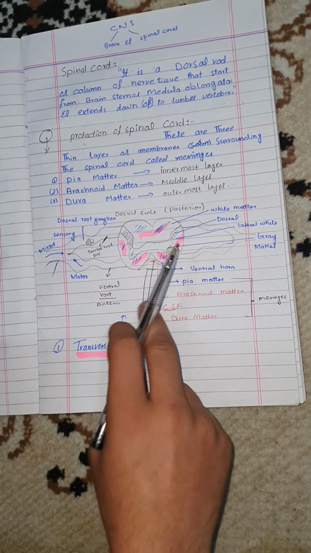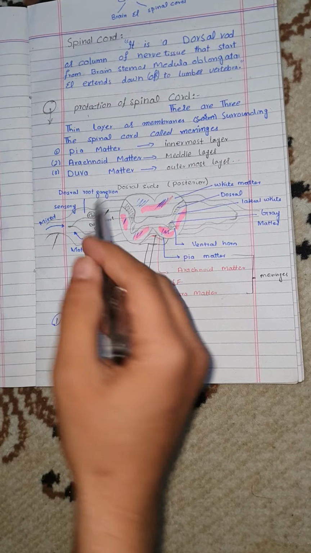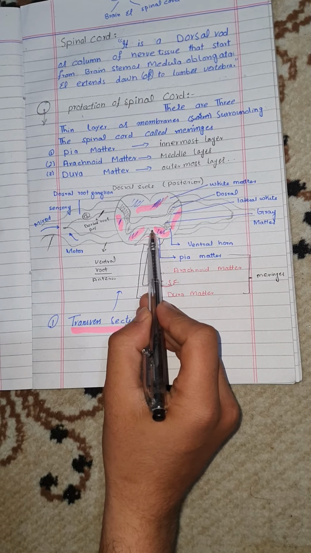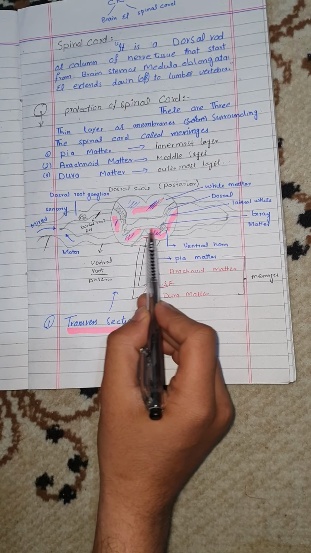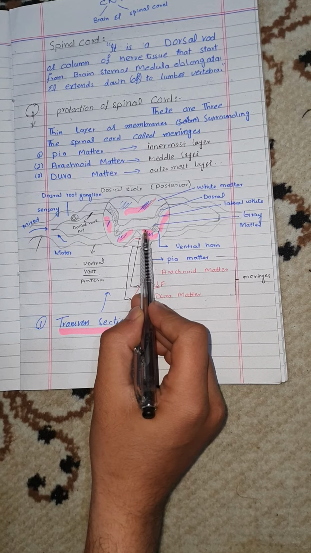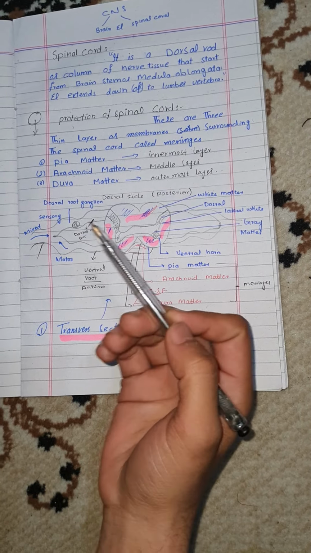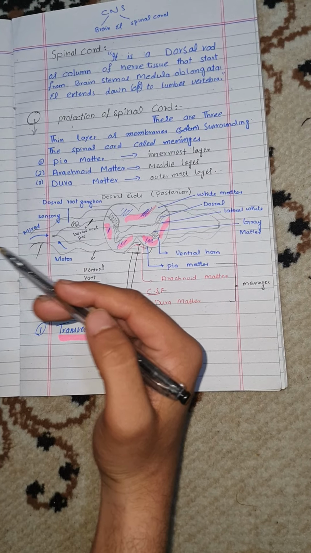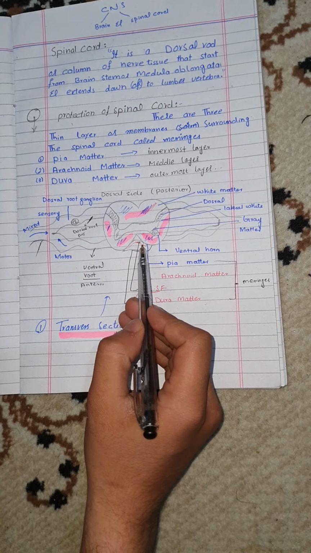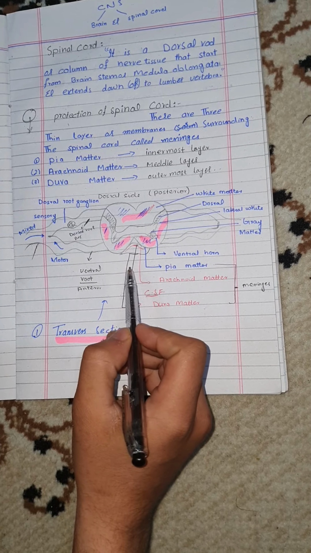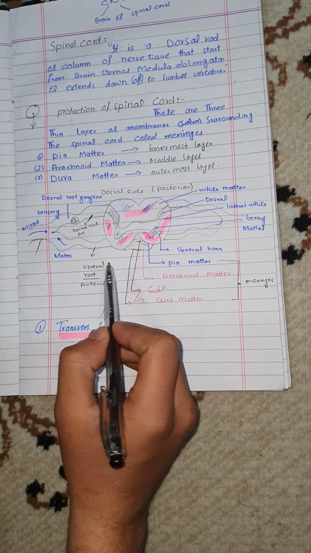This is a transverse section. We explain these layers. These layers are called pia mater. Pia mater means the innermost layer. And the second, the middle one between the pia and dura mater, is called the arachnoid mater, which is the middle layer. And the last one is the dura mater.